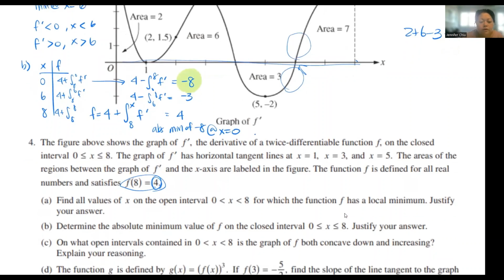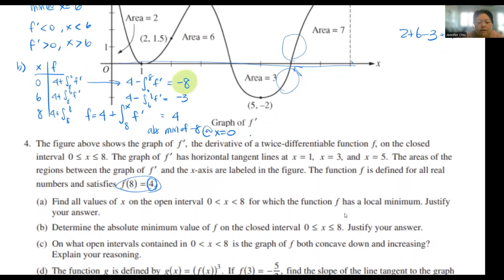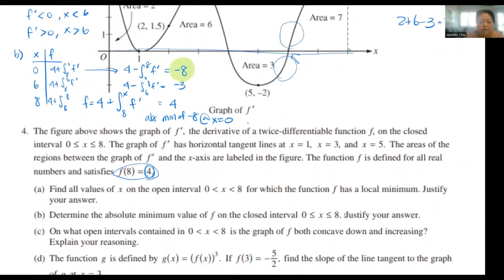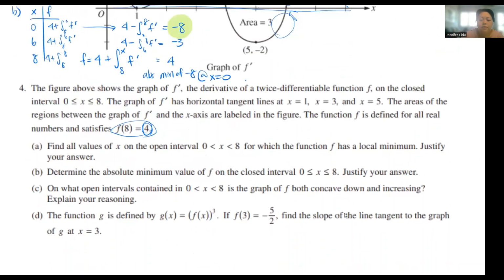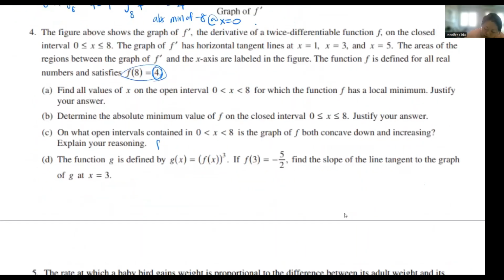Part C, on what open intervals containing 0 to 8 is the graph both concave down and increasing? Explain your reasoning. Okay, concave down means I want f double prime to be negative, right? So concave down means f double prime is negative, which means the slope of the graph up there is decreasing, okay? And then you want f increasing. That means I want f prime to be positive.